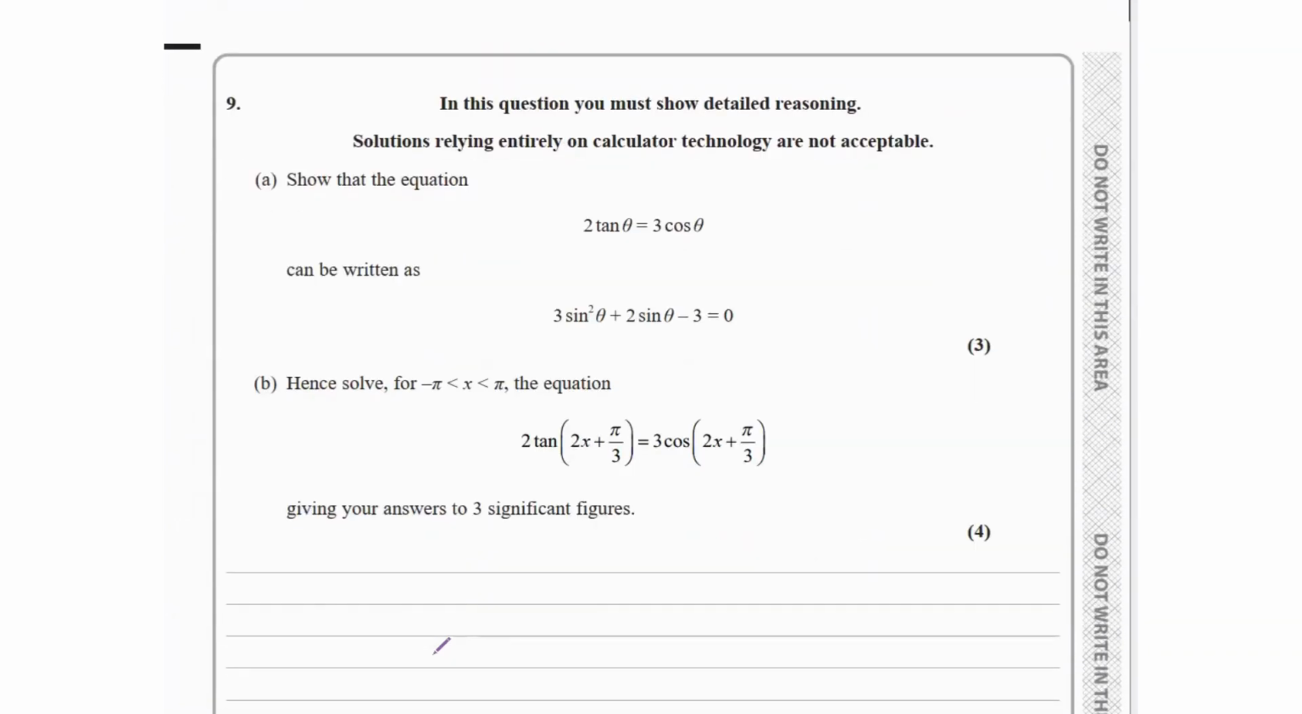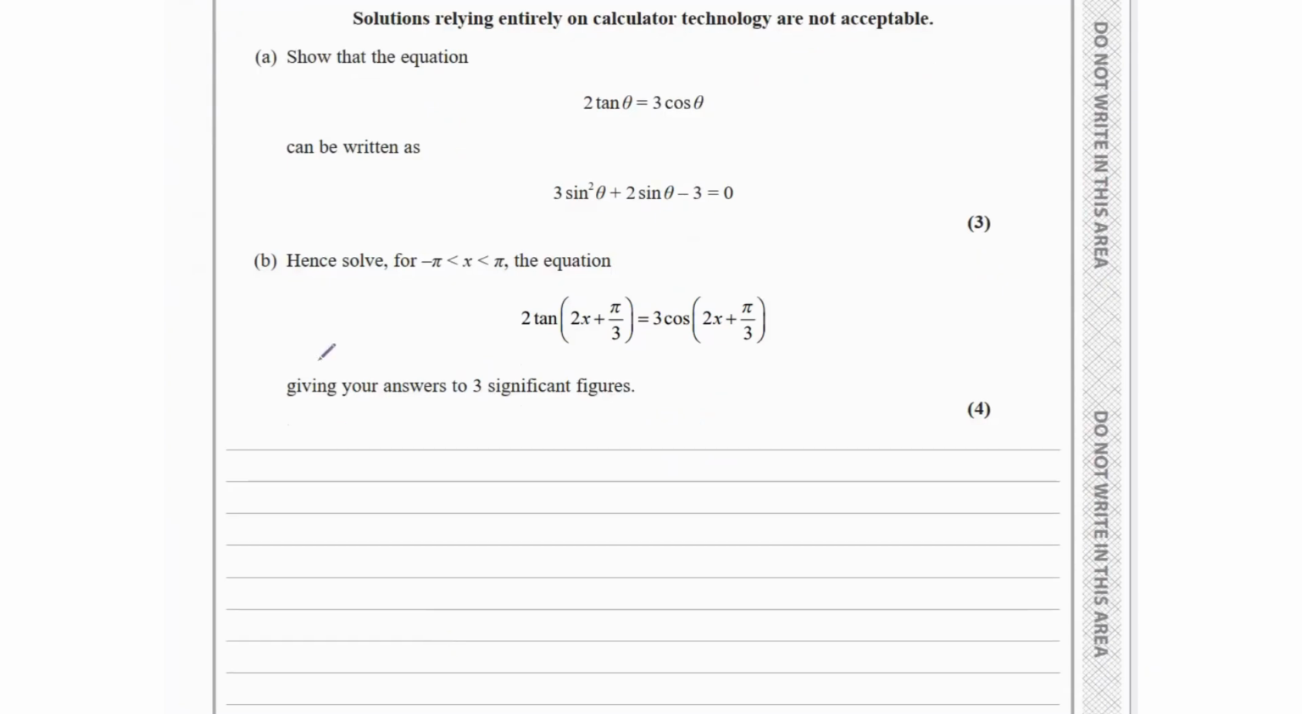Question 9 says, in this question, you must show detailed reasoning. Solutions relying entirely on calculator technology are not acceptable. You have to show that the equation 2 tan theta equals 3 cos theta can be written as 3 sine square theta plus 2 sine theta minus 3 equals 0.